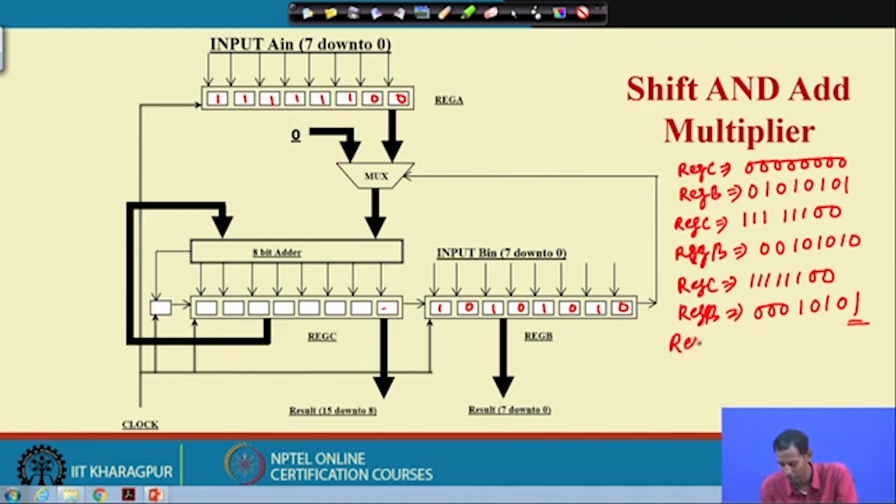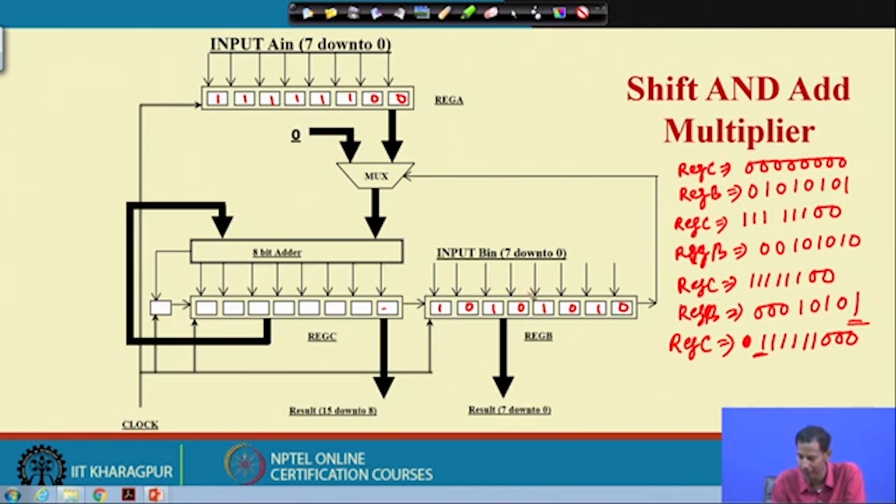So, at that time what will be the value of register C? That will be A plus A, means what? That is twice of A. Okay. So, A plus A means twice of A. So, that means now it will be 1 1 1 1 1 1 0 0 0. Okay. So, that means now this one will come over here.